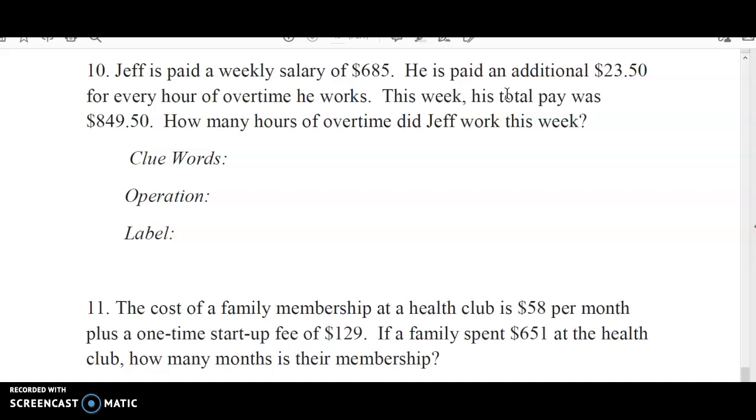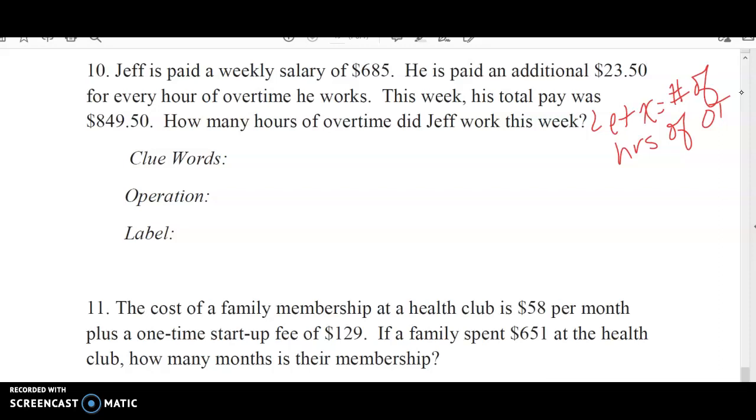So when you feel like you have to do a couple steps to get to the answer, you're going to create a 2-step or multi-step equation to solve this. Okay? So first things first, we always write our let statement. So how many hours of overtime did he work this week? Let X equal number of hours of overtime, OT. There we go. All right, let's dissect this.